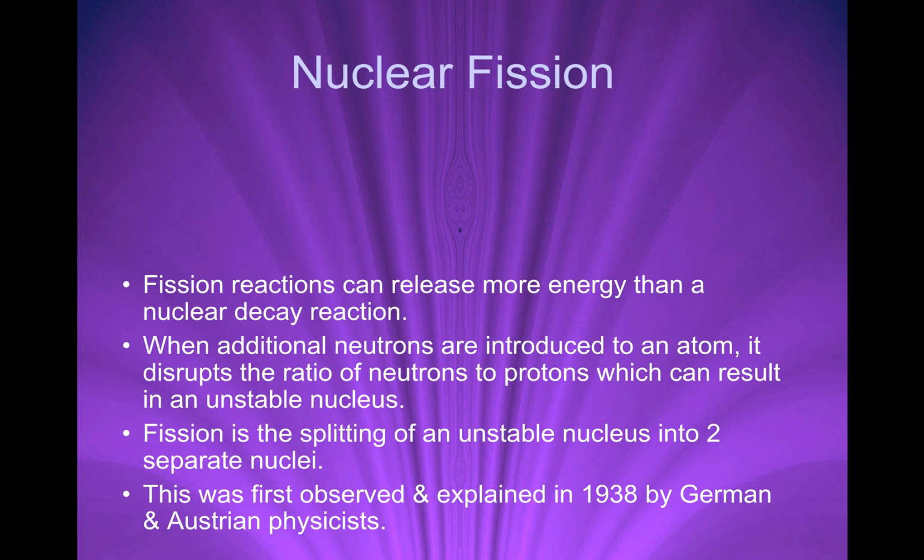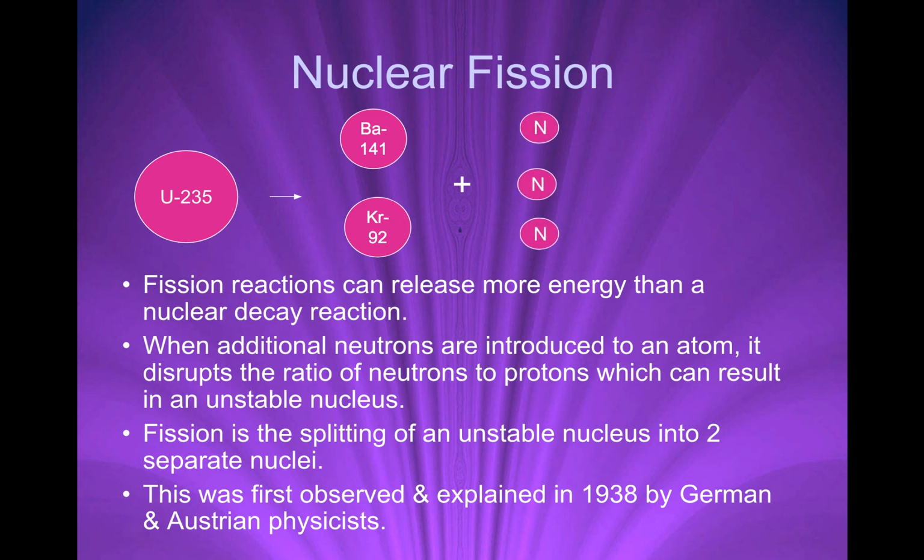Fission reactions can release more energy than a nuclear decay reaction. When additional neutrons are introduced to an atom, it disrupts the ratio of neutrons to protons, which can result in an unstable nucleus. Fission is the splitting of an unstable nucleus into two separate nuclei. Also produced are three neutrons.